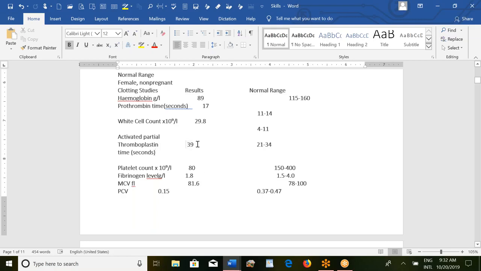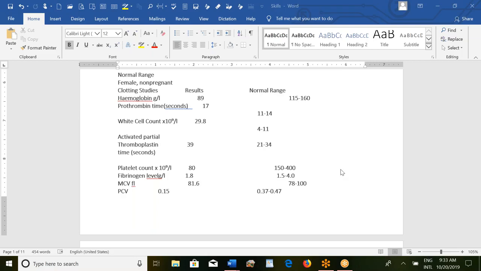Actually, if you look at this, APTT is 39, slightly on the higher side, so outside this normal range. Platelets are not less than 50, so I don't think she requires a platelet transfusion. But fibrinogen is 1.8, above 1.5, so that's fine. But PT and APTT are raised. Clotting time is also slightly elevated, but it is less than 1.5 times raised.